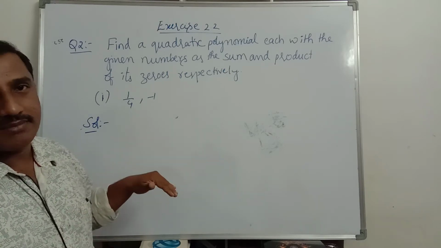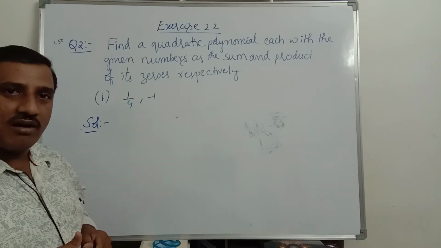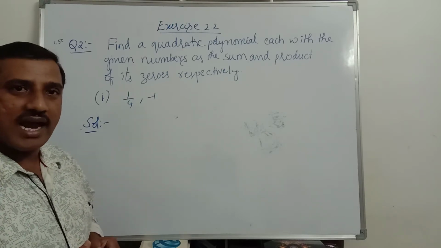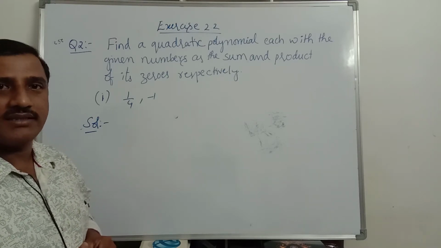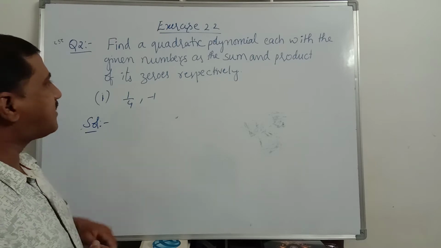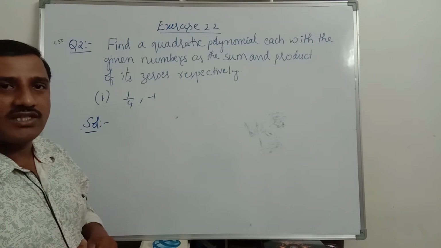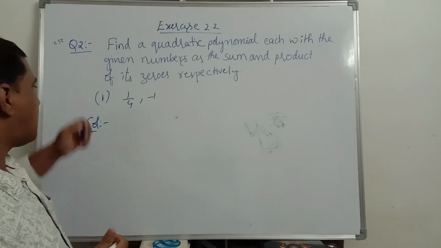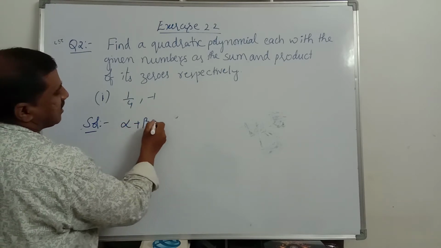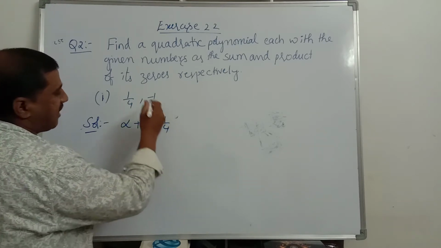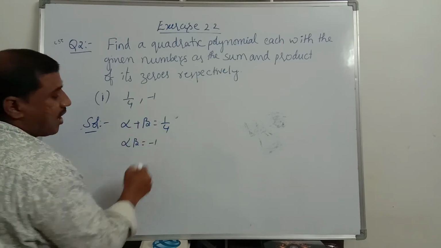Using the concept that when we know the zeros of the quadratic polynomial as alpha and beta, the quadratic polynomial is k into x square minus (alpha plus beta) into x plus alpha into beta, we apply it when the sum and product of the zeros are given. Write the given data first. Given 1 by 4 is the sum of the zeros, that is alpha plus beta is equal to 1 by 4, and alpha into beta, the product of the zeros, is equal to minus 1.